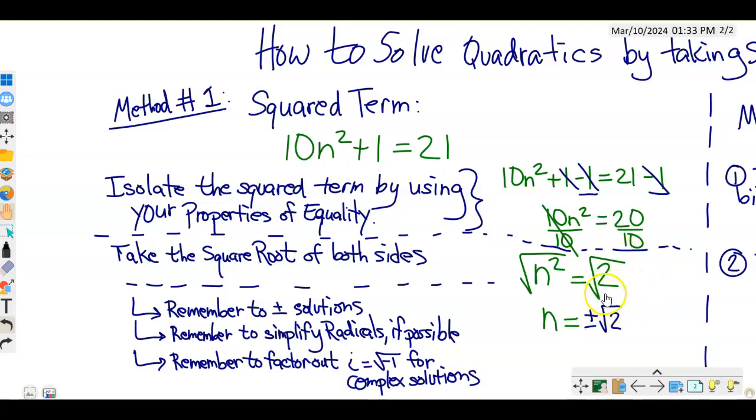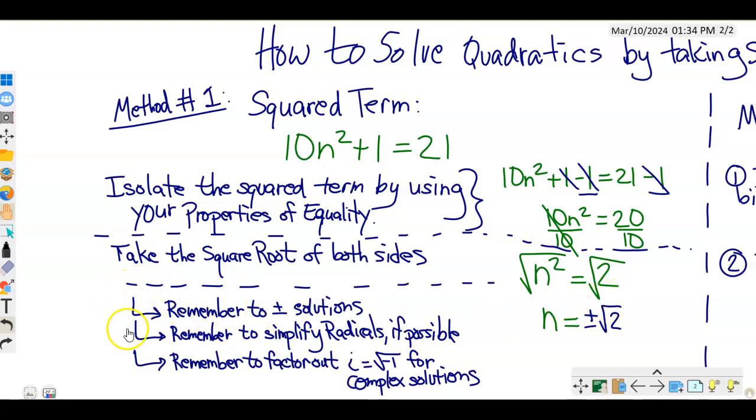The square root of 2 is not a rational number. It's not a perfect square. So you cannot express the square root of 2 as the ratio of two integers. So it's got to stay just like this.